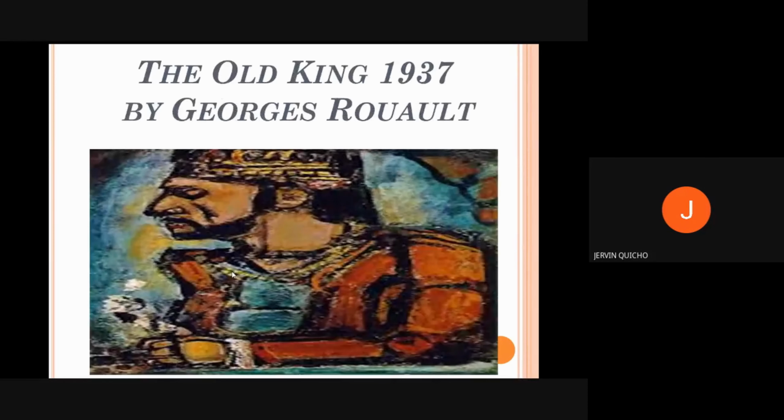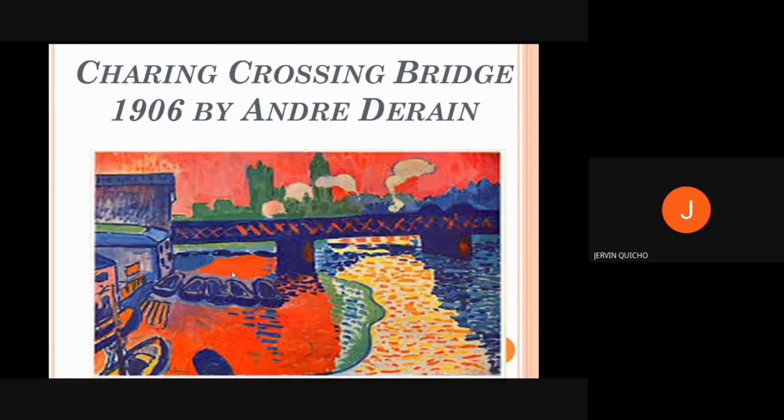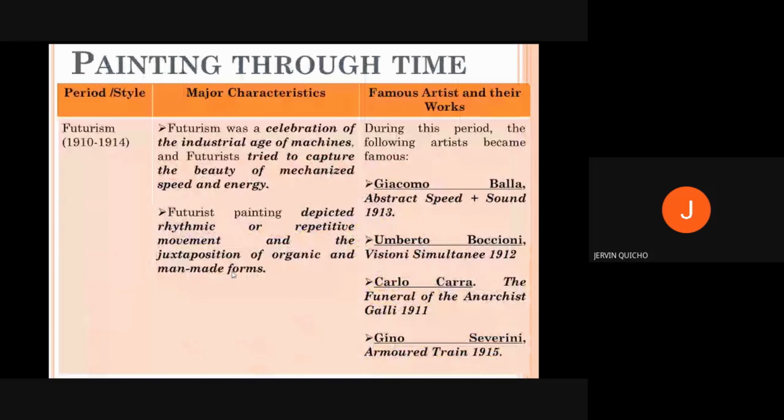Next, what we have is the Old King. Some of the research on Google does not have any identification or description of this one, the Old King. So we have Charing Cross Bridge under the rain, and we will now jump to another style, which is futurism.